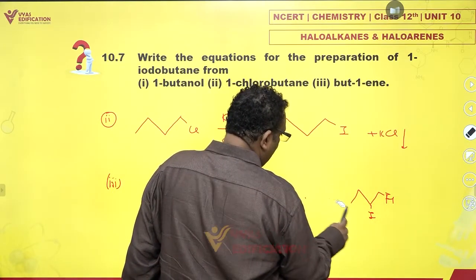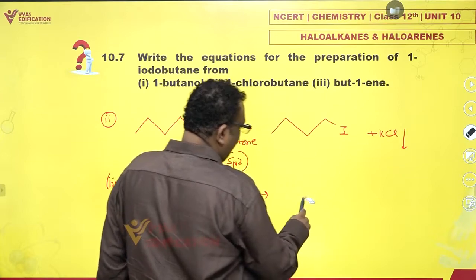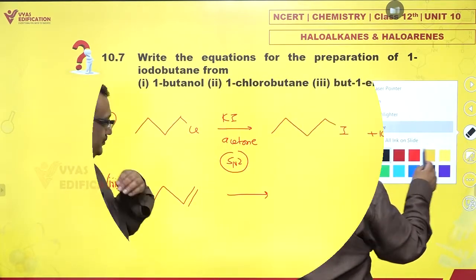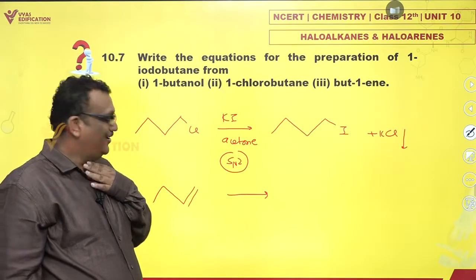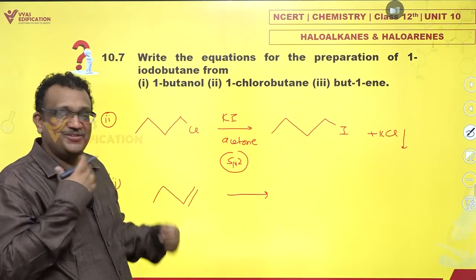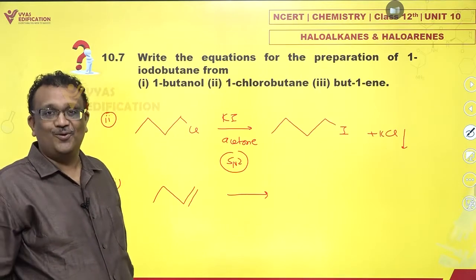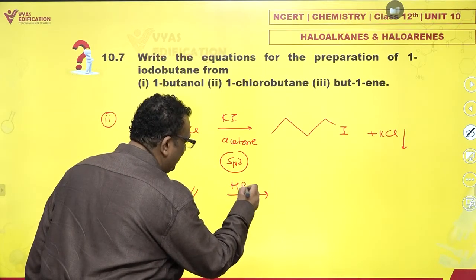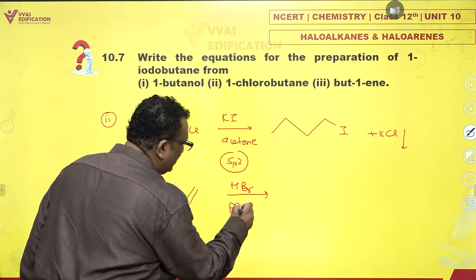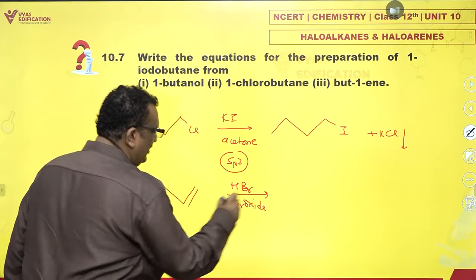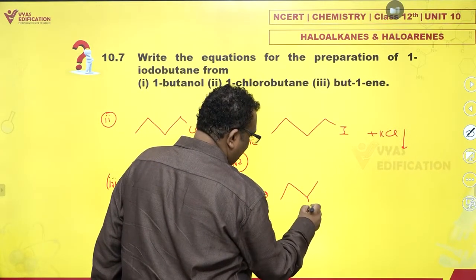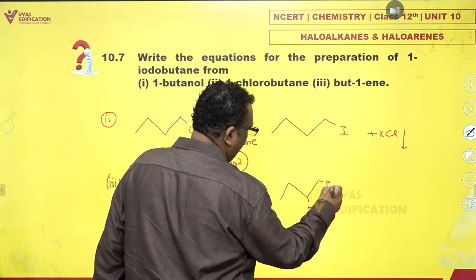Then what should I do? I need anti-Markovnikov addition. We call it the Kharasch effect, named after a scientist called Kharasch. You use first HBr and you use peroxide. So this would give you anti-Markovnikov addition. You get H here and Br here.